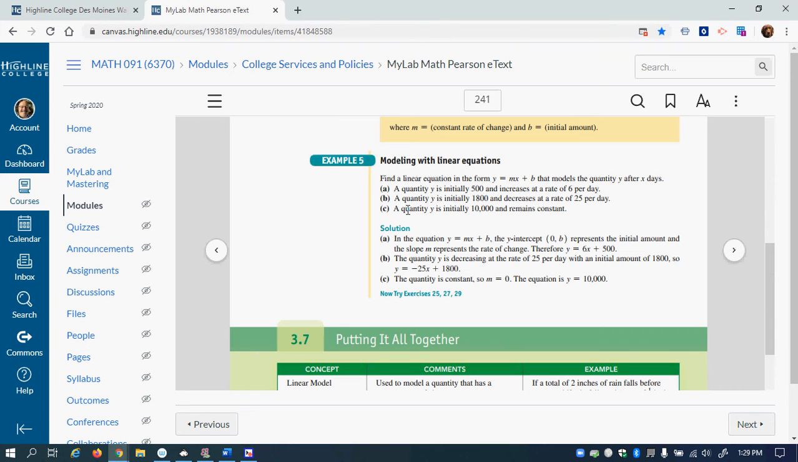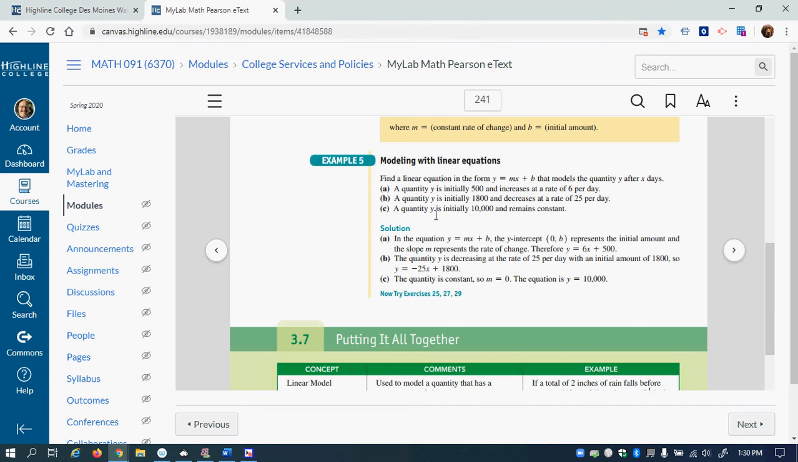Same thing here for part b. A quantity y is initially 1800. There's our y-intercept, and it's decreasing, which means it's negative, at a rate of 25 per day. So that would be negative 25x. And so that's why we have y equal to negative 25x plus 1800.